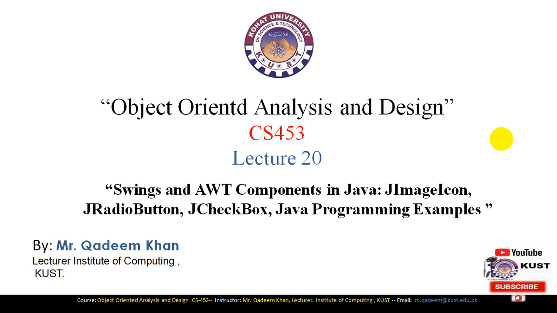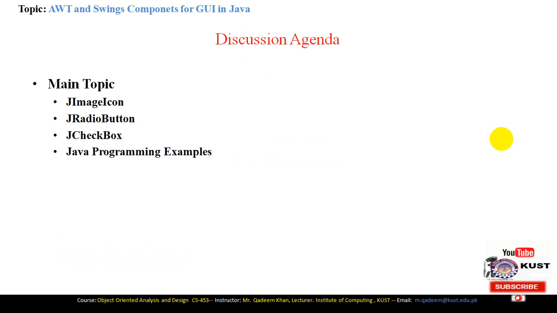Today we will take lecture number 20 of the subject of Object-Oriented Analysis and Design, in which we will discuss the Swing and AWT components in Java. Here in this lecture, we will explain the JImageIcon, JRadioButton, and JCheckBox with Java programming examples. This is the discussion agenda. It contains the topics of JImageIcon, JRadioButton, JCheckBox, and the Java examples of all these controls.